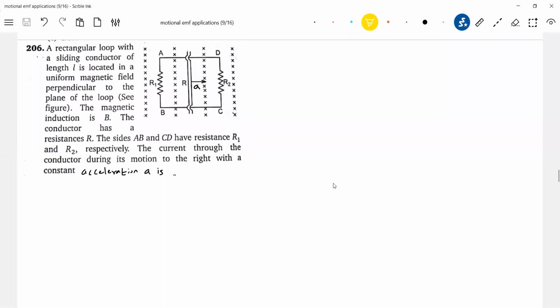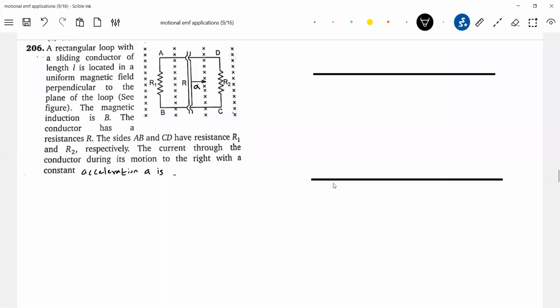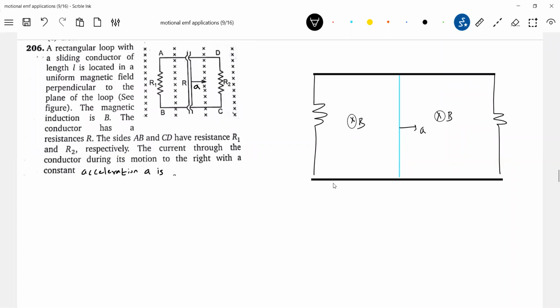The rod is moved with a constant acceleration. B is into the plane. So I'll give the overall circuit. The circuit appears like this, and there's a rod PQ. B bar into the plane, here B bar into the plane. And this is moved with a constant acceleration a.